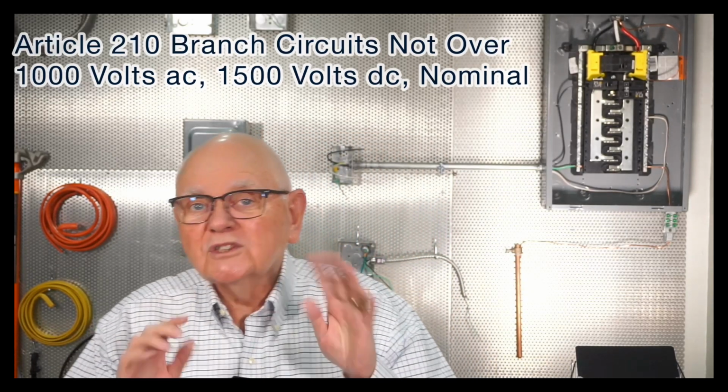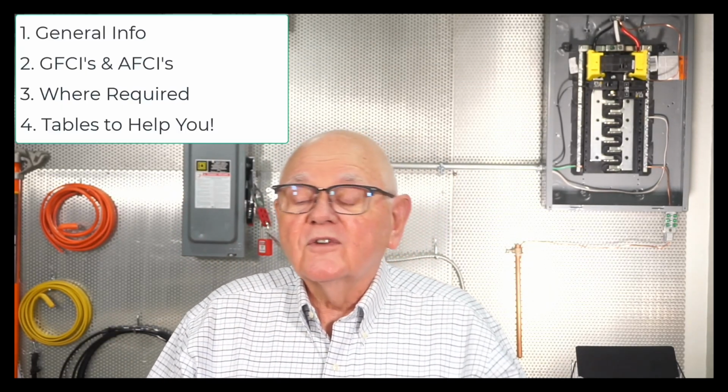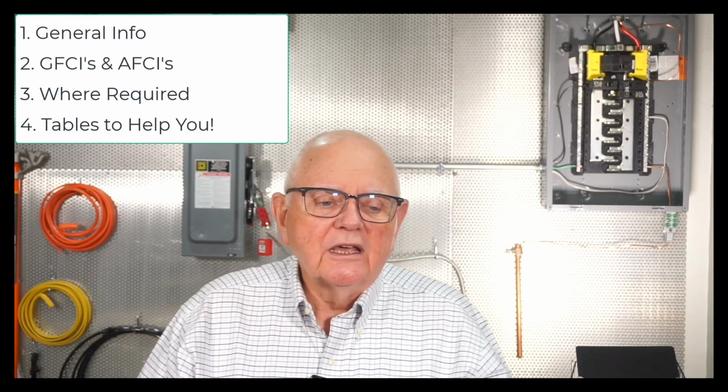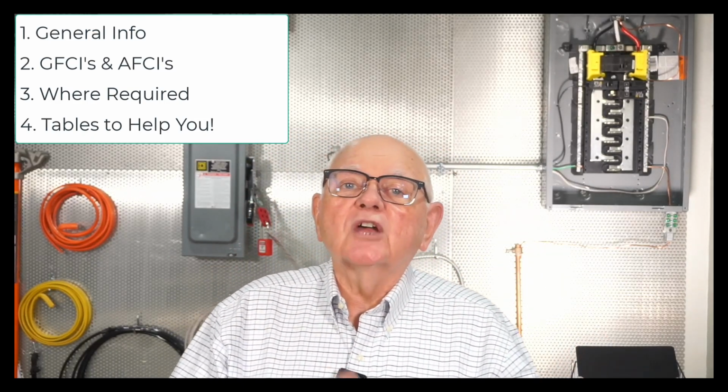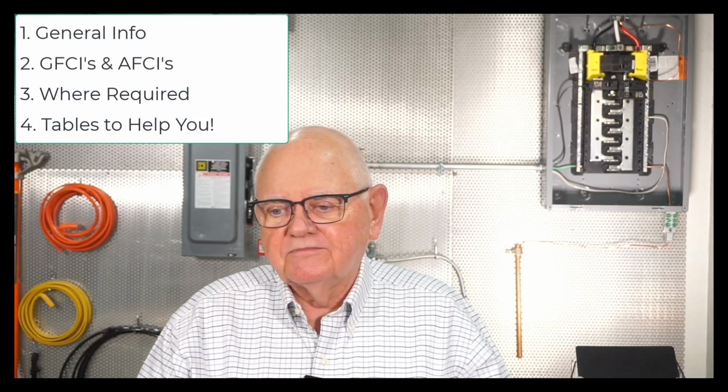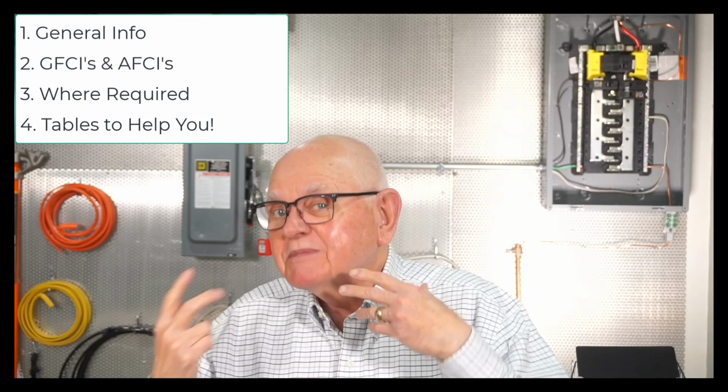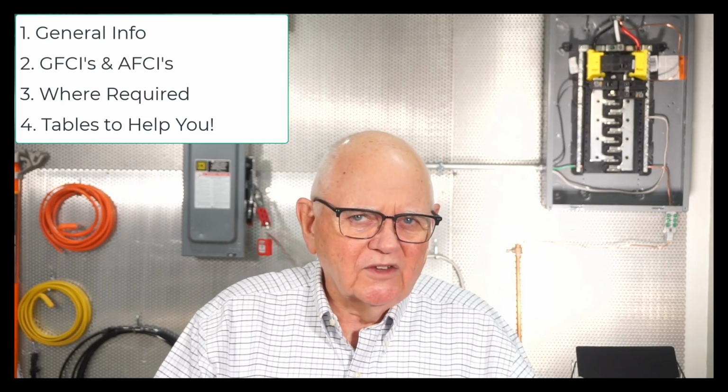Anyway, there are 4 sections that we're going to be talking about. First section is just some general information, sizing of conductors, ratings, definitions, different types of branch circuits, and so on. The second topic we want to get into is going to be our ground fault circuit interrupters, or GFCIs, and arc fault circuit interrupters, AFCIs. The third topic we want to talk about is branch circuits, specifically where we have to put them, and we're going to see most of those requirements in dwelling units. So we'll be talking about that.